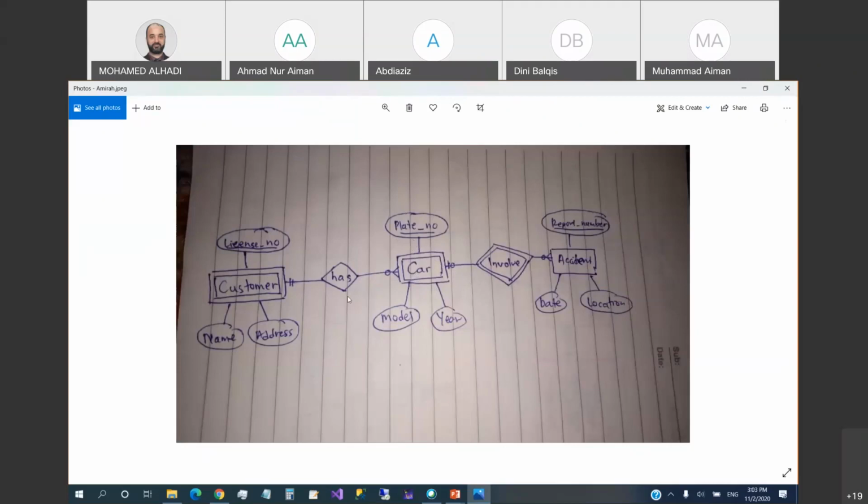And this one is the identifying relation. The car cannot be identified by the accident information, because the accident is an event that could happen to the car or couldn't happen to the car. It's not necessarily to happen, right? So it will never be an identifying relation.